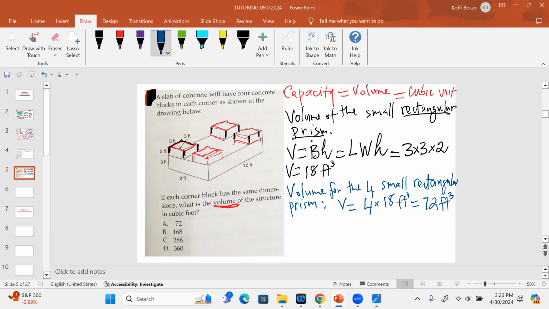But it's not done yet. If you see all the four choices, choice A is 72, but it's not the correct choice because we haven't finished. This is just the four small rectangular prisms. Now, what do we need to do next? We have to go to the big one, right? So the volume of the large rectangular prism.